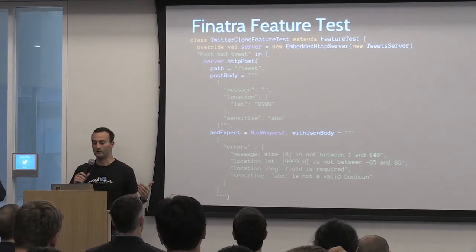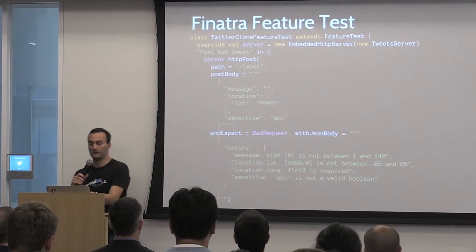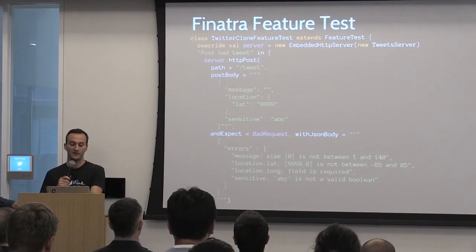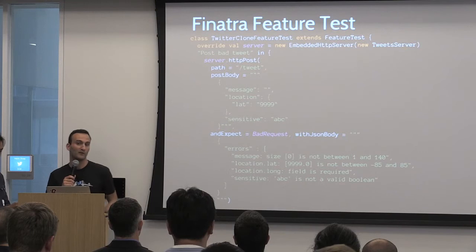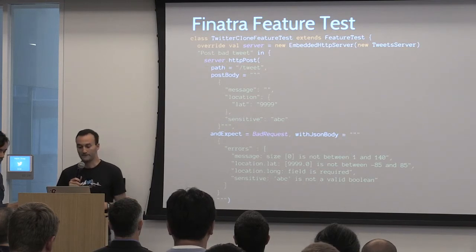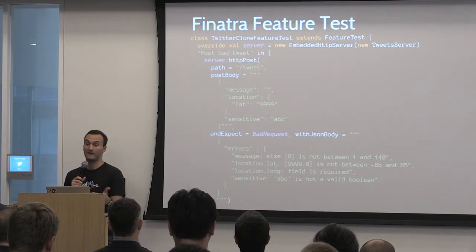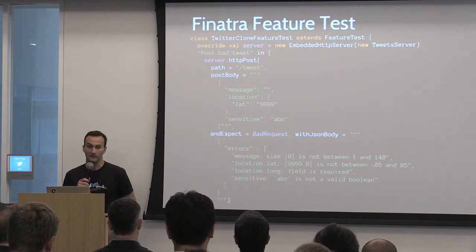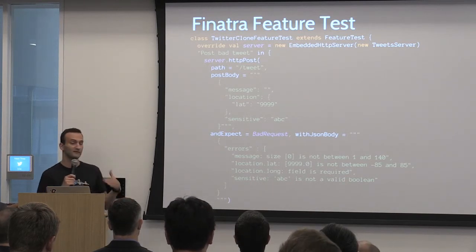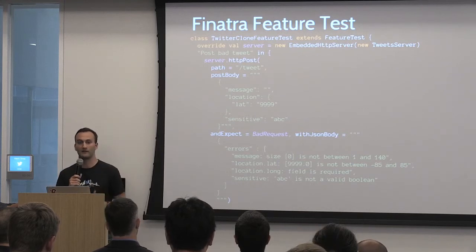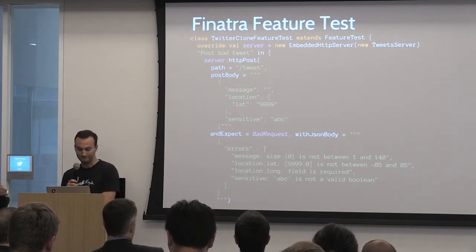So on the sample that I showed you earlier, this would be what would happen if you posted a JSON body of a tweet that wasn't valid. And you could see, based on the validation annotations, you'd get the errors below. So notice that it doesn't fail at the first one. It kind of collects all the errors and then gives them to you.